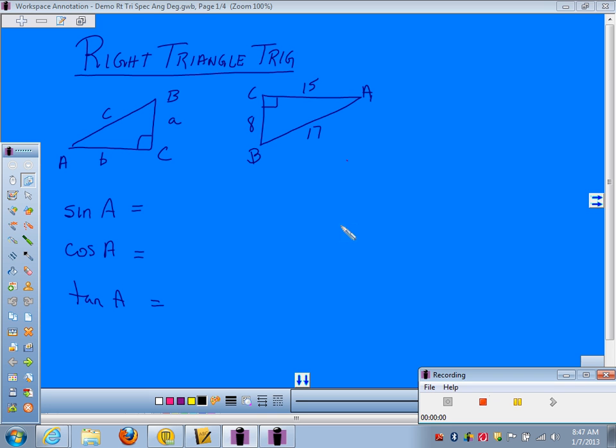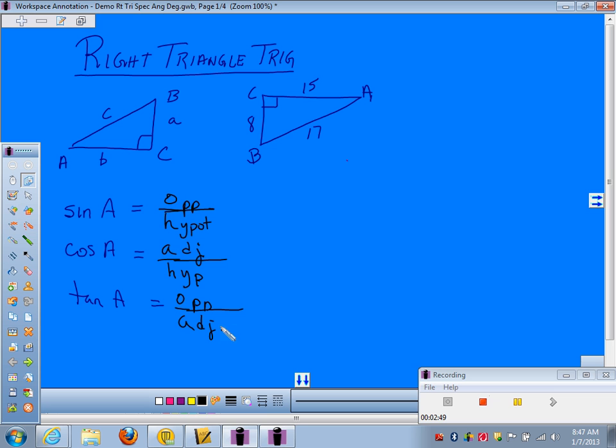Anybody remember anything about Oscar? There we go. You learned Oscar had a heap of apples. Okay, what did the O stand for? The opposite side, and H is the hypotenuse. A is the adjacent side, and of course the hypotenuse, and then we have opposite over adjacent.